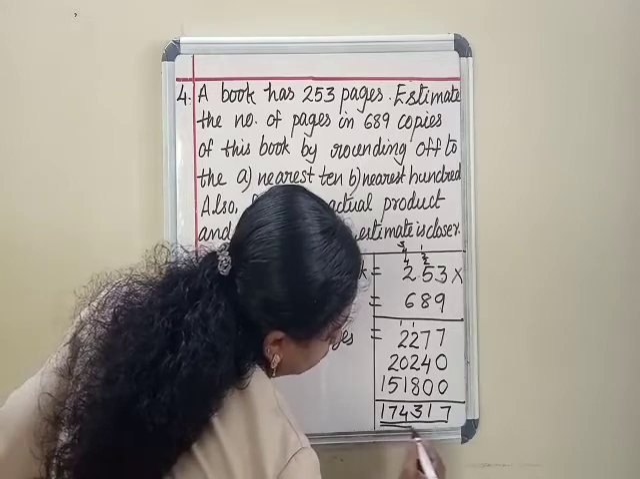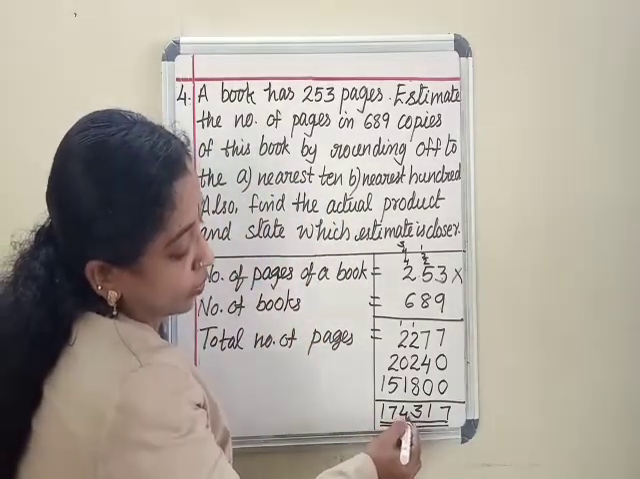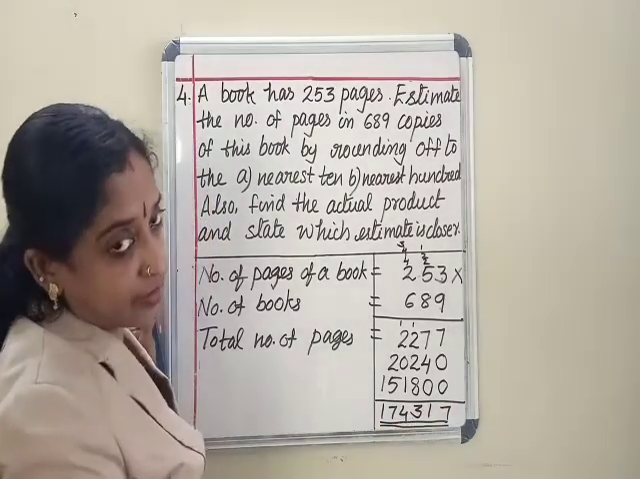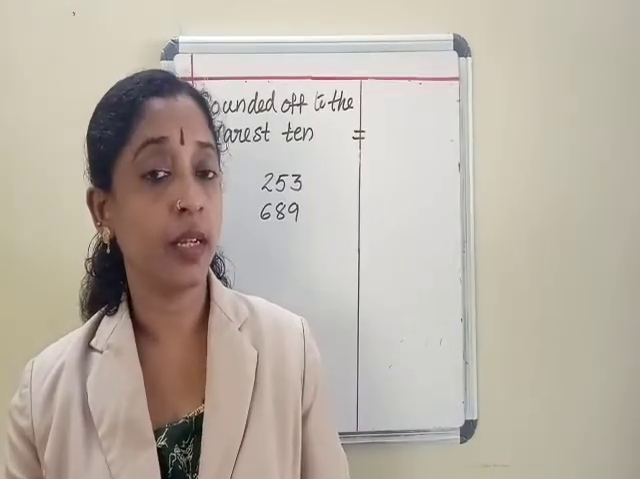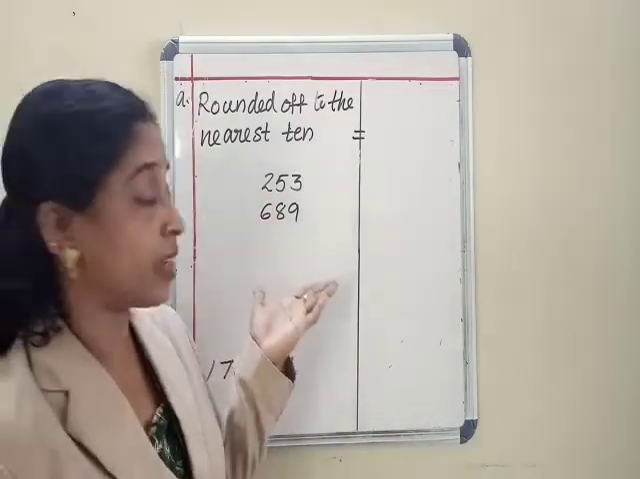What is the total number of pages? 1,74,317. Children, next is the actual product we found out.